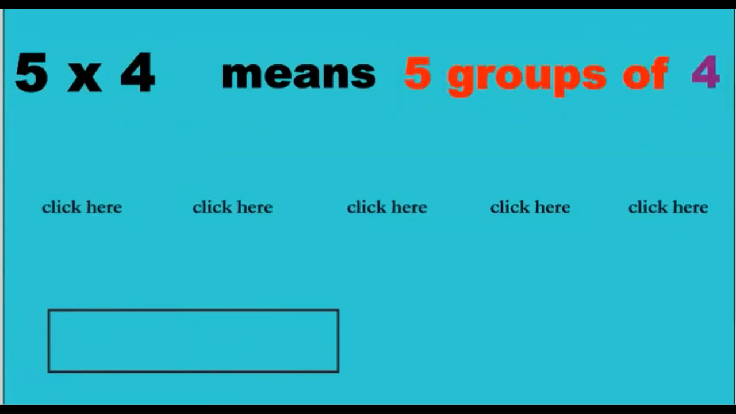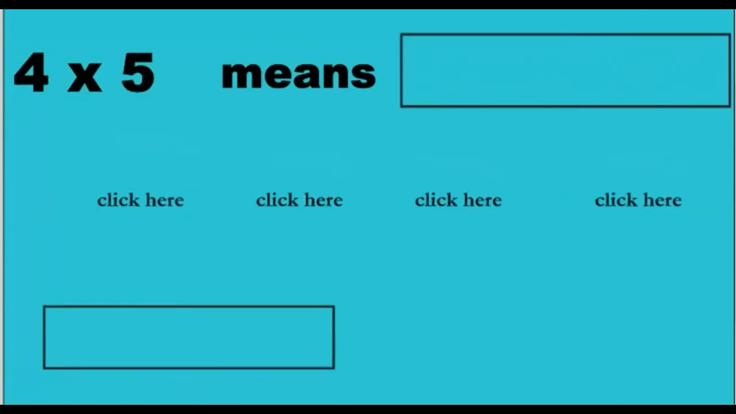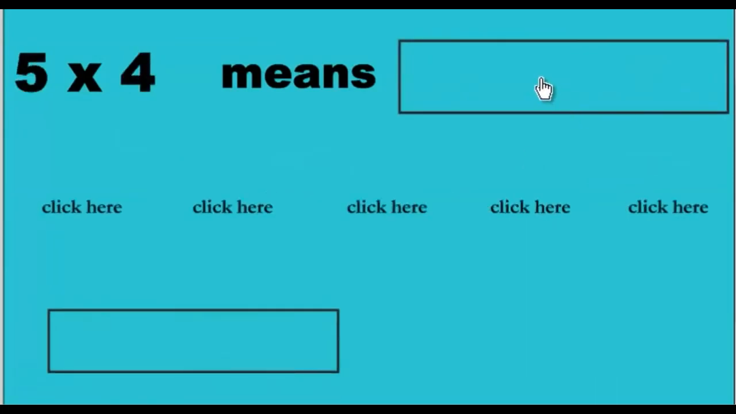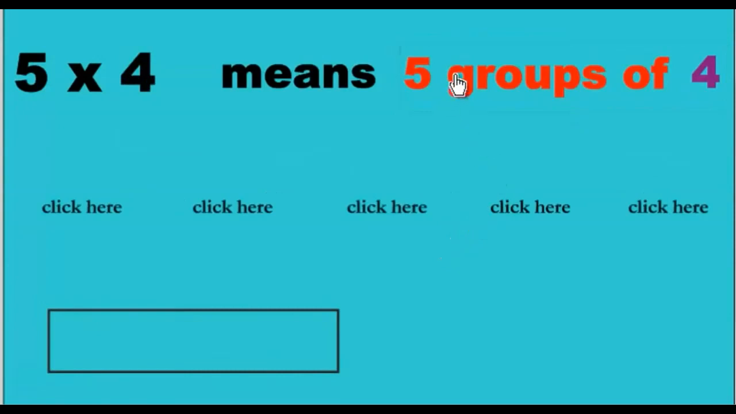We got 5 groups. Yeah, I don't like that. I want that sound effect back. Let's go back. Yeah, like that. That's how we do it. Gotta get the full sound effect. So 5 groups of 4.